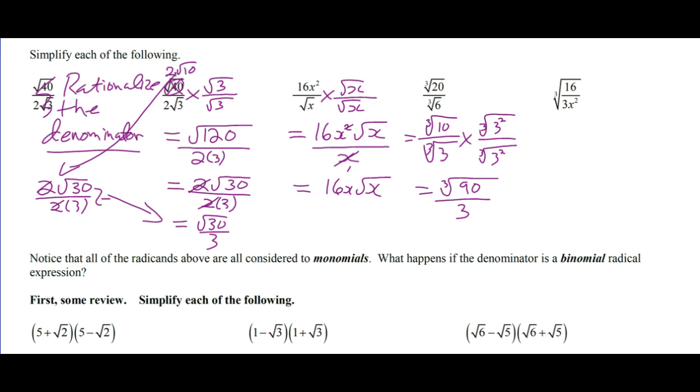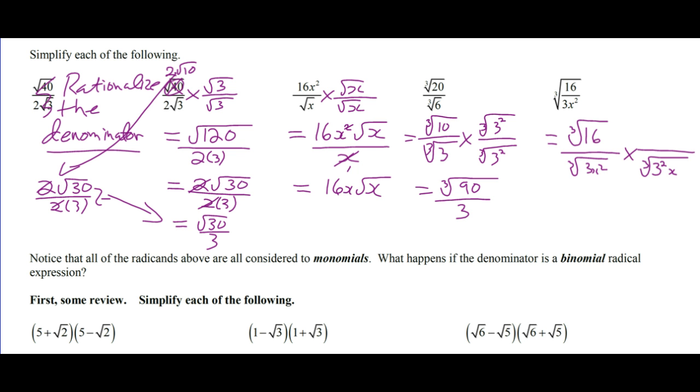All right, 16 over 3x squared. What are we going to multiply by? So first, let's split that out into 2 things. Okay, so what do I need to multiply by to make the 3 a cube? 3 squared. What do I need to multiply x squared by? X. Okay, so that's what we're multiplying by, right?